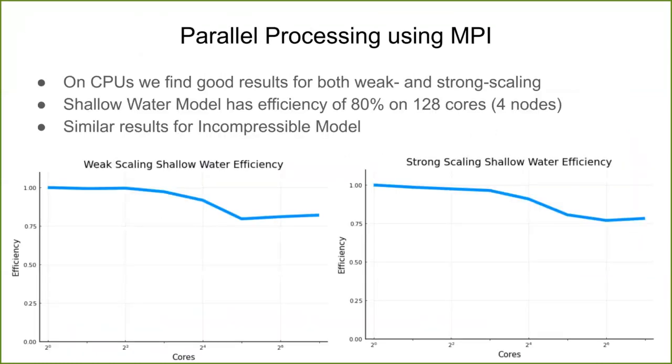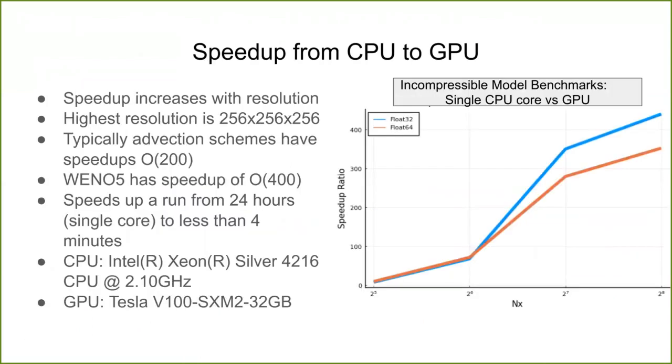In terms of the parallelization using MPI, we've computed both weak and strong scaling for both the shallow water model and the incompressible model. I'm showing you the results here for the shallow water model. The efficiency is on the order of 80% for 128 cores, and it goes to show that we are doing very well. As I mentioned, multi-threading is not doing so well, which is why I'm not showing you the results yet. Hopefully next year, if not sooner.